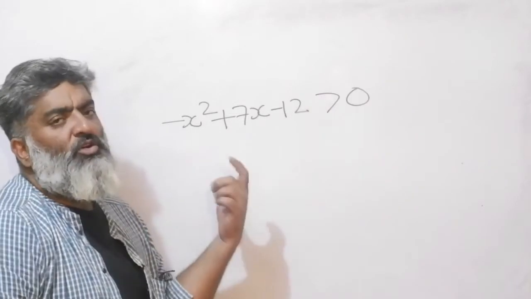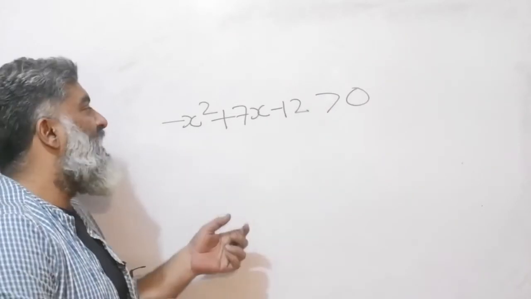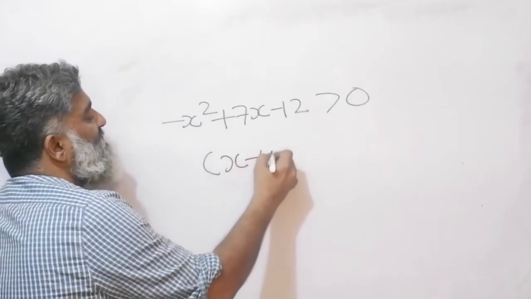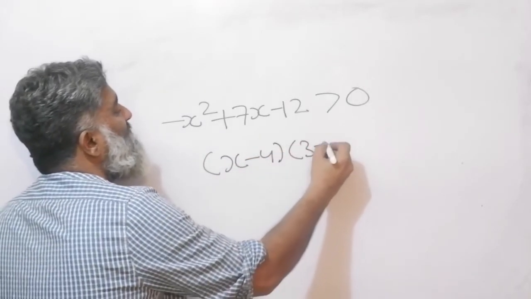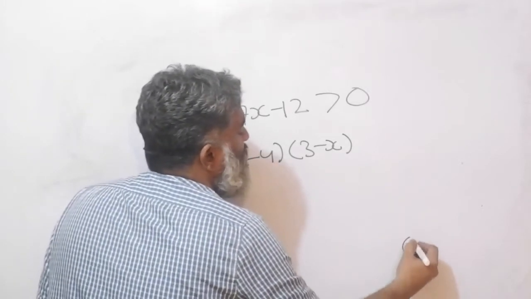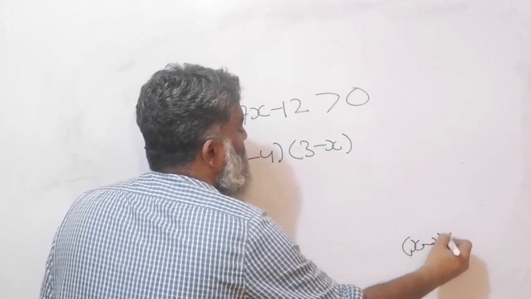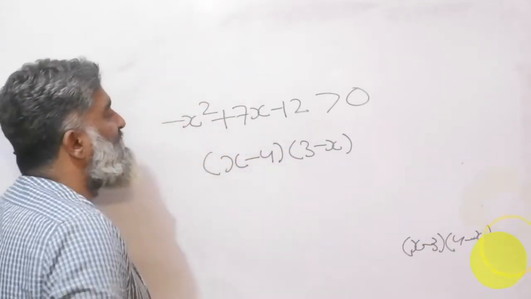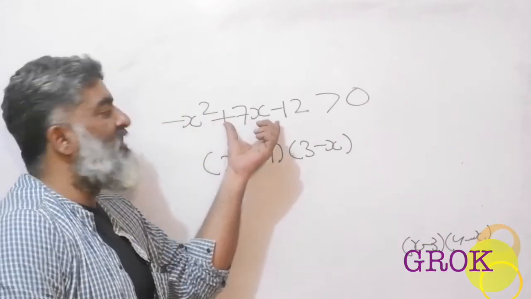And this time I don't want to apply the negative sign. I want to factorize this only. What if I write it like this? (x minus 4) into (3 minus x). Check for yourself. You can also write it like this, (x minus 3) into (4 minus x). Either of these situations will give you this quadratic equation.